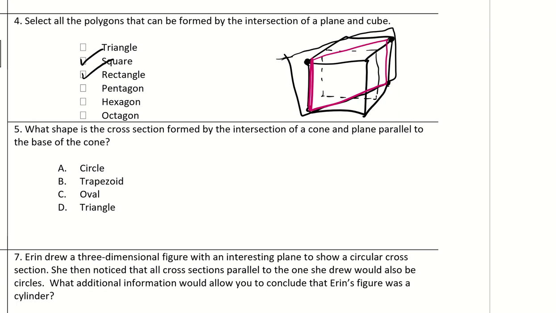So those are the only shapes. You can't really get a pentagon or hexagon out of this because there are only 4 sides that we have when we cut it. And then you can't really make a triangle by cutting it with a plane. So we're just going to leave it at that: square, rectangle.